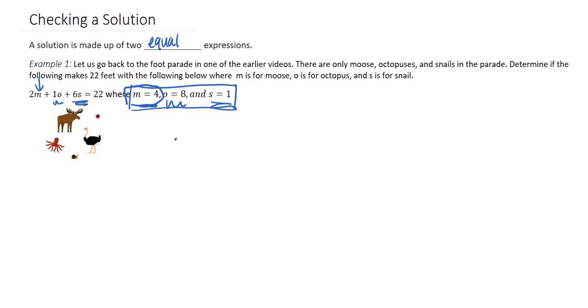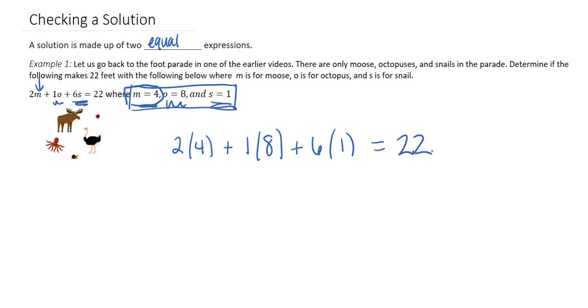So we have 2 times 4 plus 1. Anytime a number is right next to a variable like this, we multiply those together. So we have O, which would be 8, and then plus 6, and then 1. And we're trying to determine if this is equal to 22 if we have the following animals. So we have 2 moose, 1 octopus, and 6 snails in our foot parade. Does that equal 22 legs?